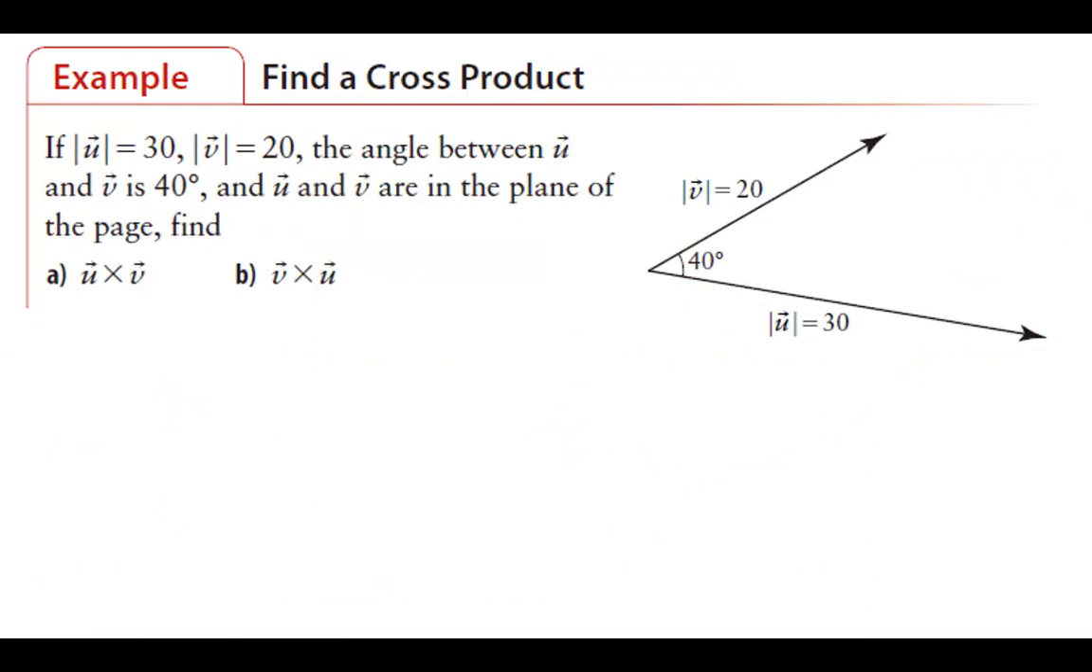If the magnitude of the first vector u equals 30, the magnitude of the second vector v equals 20, the angle between u and v is 40 degrees, and vectors u and v are in the plane of the page, as shown here in the figure on the right. Can you find vector u cross product vector v, and then vector v cross product vector u? Okay, I'll give you 4 minutes to have a look at this question, okay?